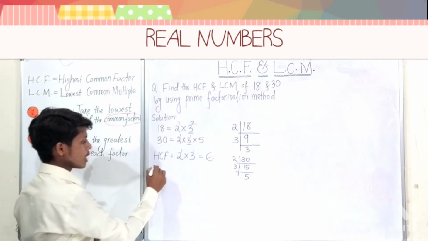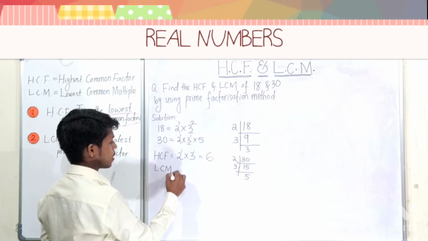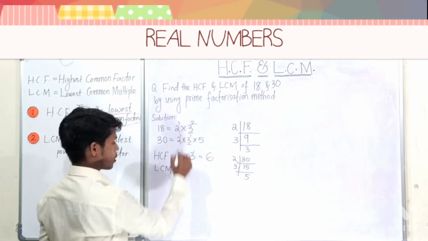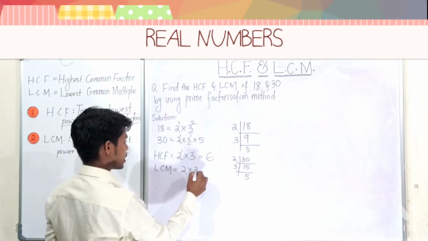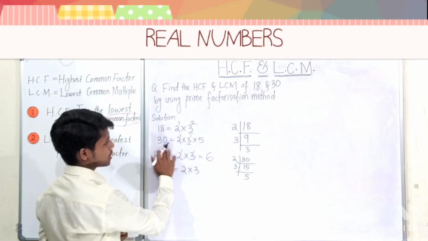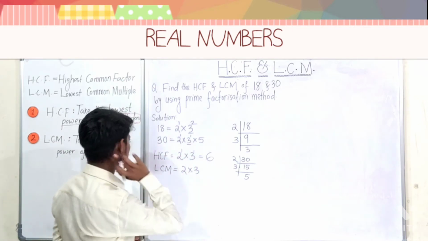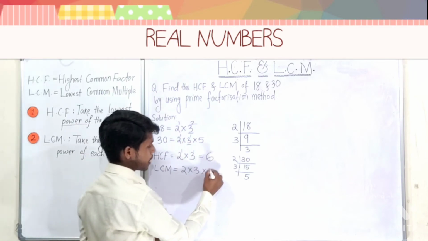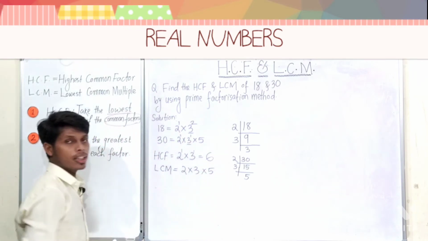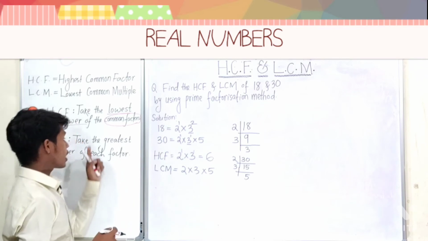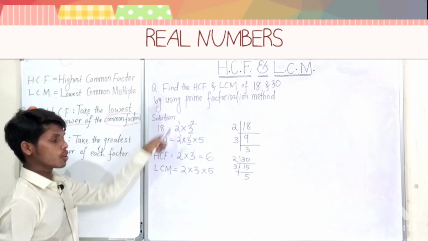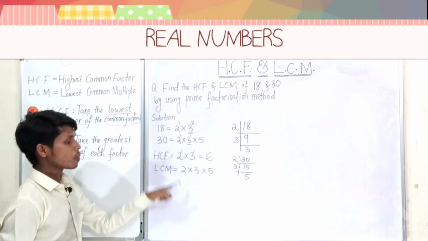So let's see here, what are the factors? Here 2 and 3 are the factors of 18. Again 30's prime factorization contains 2, 3, so we don't need to write it again. Next, 5 is another factor here, so we will need to write 5. Then you have to take the greatest. If there is a common factor, then you have to take the greatest.